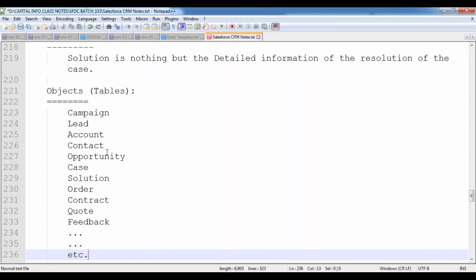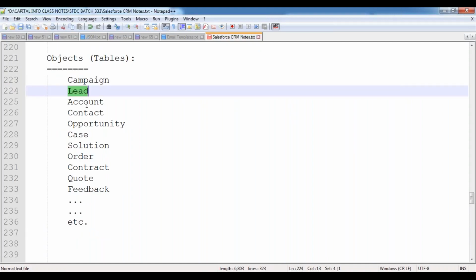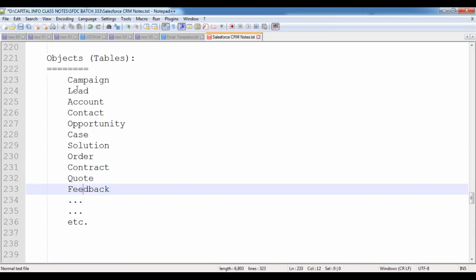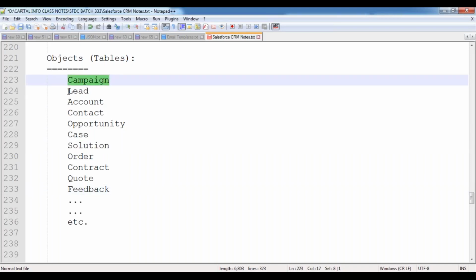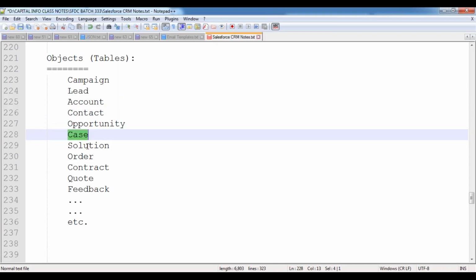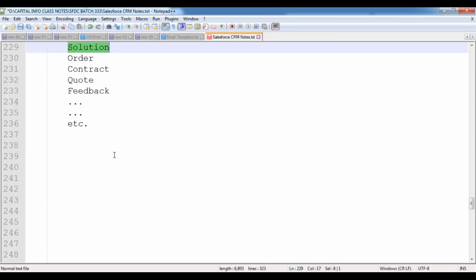So this is the concept of the CRM process and CRM terminology. These are the various terms or the vocabulary that we use as part of Salesforce CRM. You should be aware of each and every object: campaign, lead, account, contact, opportunity, case, solution. These are the various objects available right now.